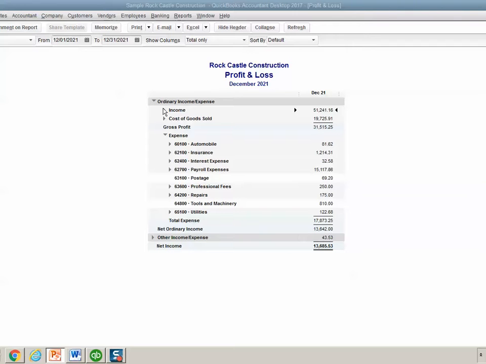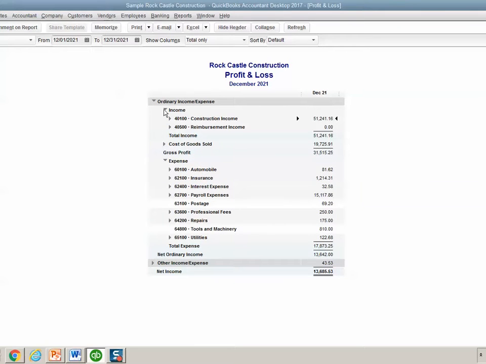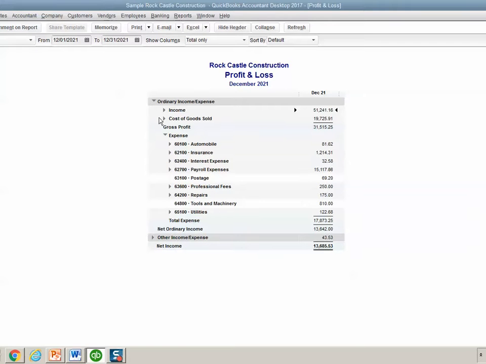Regardless of your industry type, all P&Ls or profit and loss statements will have income listed at the top. This is usually the money you receive from selling your products and services minus any returns or discounts. For Rockcastle Construction, this represents the money they earned during the month of December for construction services, $51,241.16. I'm going to collapse that so that the P&L doesn't get too cluttered.